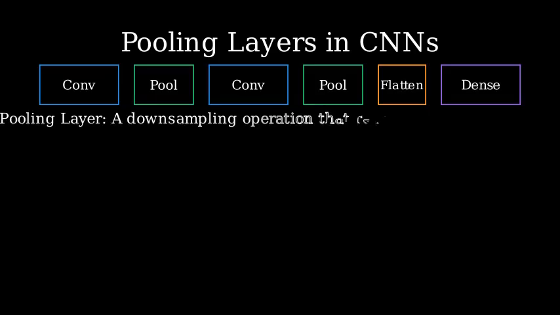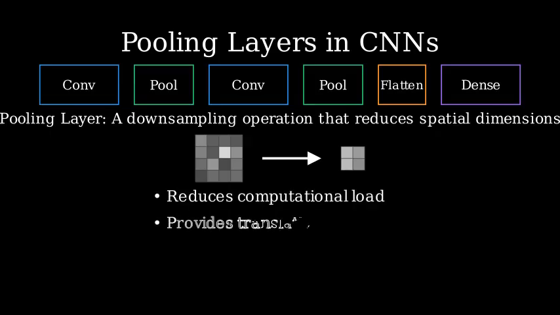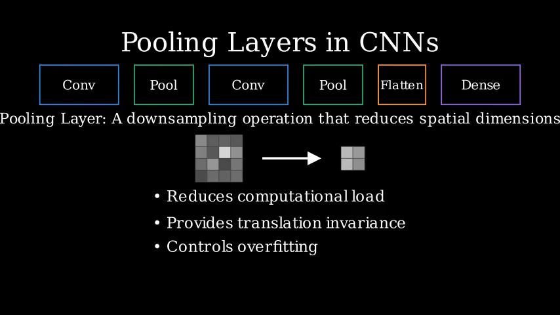A pooling layer is a downsampling operation that reduces the spatial dimensions, width and height, of the input while preserving the most important information. Pooling layers serve several important functions in convolutional neural networks. First, they help reduce the computational load by decreasing the number of parameters. Second, they provide a form of translation invariance, making the network more robust to the position of features in the input. And third, they help in controlling overfitting by providing an abstracted form of the representation.